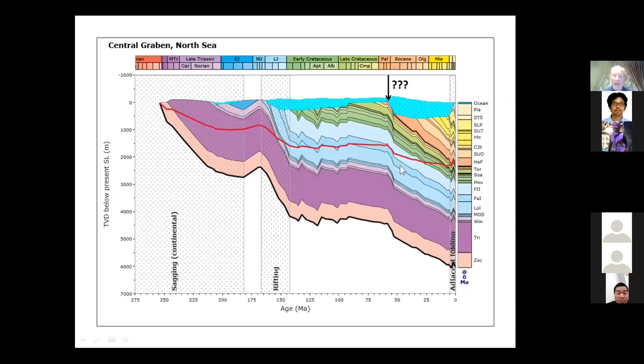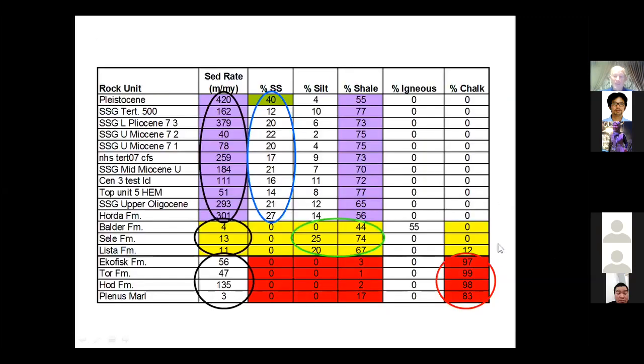And we all know that chalk deposition terminated, as shown here. It terminated suddenly. And what happened was we went from a moderate sedimentation rate that was almost all chalk to a very slow sedimentation rate, which was mostly clastic.